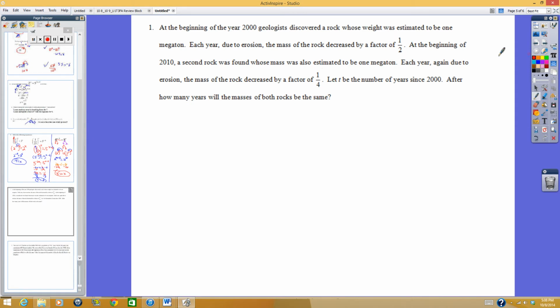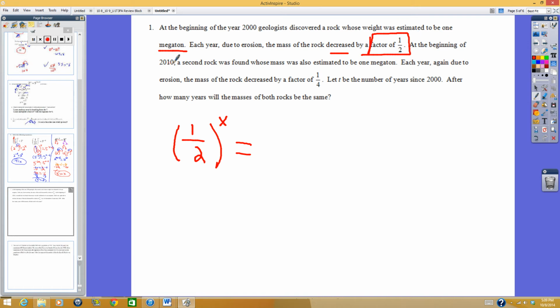Okay. So, at the beginning of the year 2000, geologists discovered a rock whose weight was estimated to be 1 megaton. So start off with 1. Each year, due to erosion, the mass of the rock decreased by a factor of 1/2. I know they said decreased, but still, a factor of 1/2 means they're multiplying by 1/2. Okay? So this side is going to be 1/2 to the x power. That's it for the first rock.